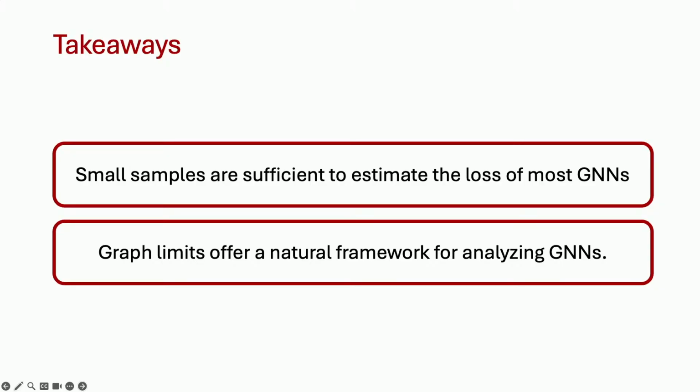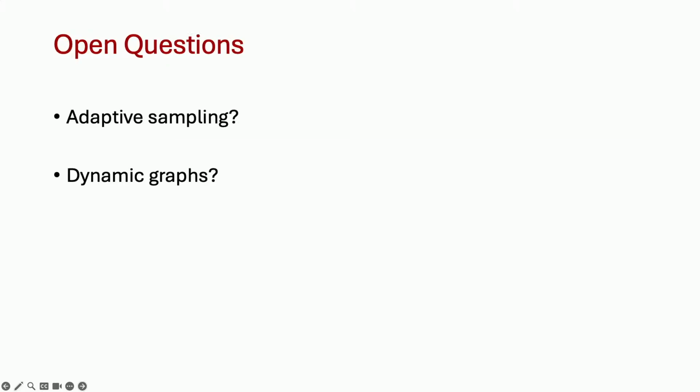And with that, I have a few open questions before finishing. What would happen if we have adaptive sampling? In our framework, we are not using it. When the sampling depends on the loss function and changes in each iteration, we don't know how to deal with that. So one question is, can we make a framework for analyzing them?